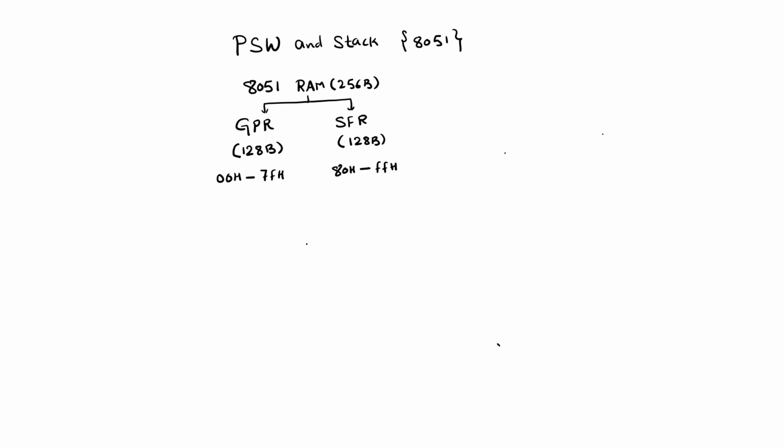GPR and the other 128 bytes of SFR. If you look at the memory locations reserved for the GPR, 00H to 7FH represents the GPR, and 80 to FF represents the SFR. Altogether, from 00 to FF it represents the RAM, that is, random access memory.